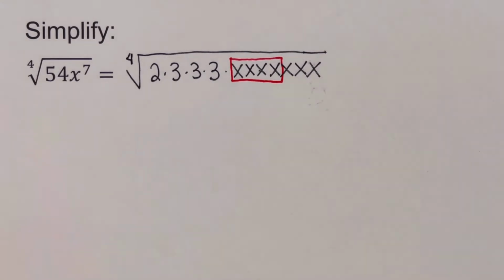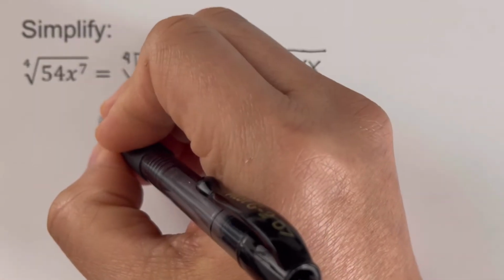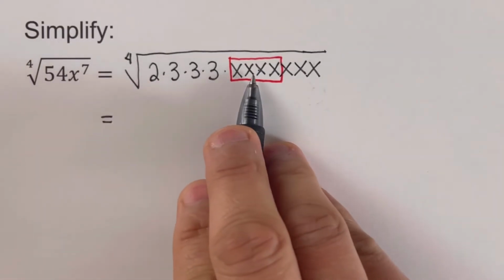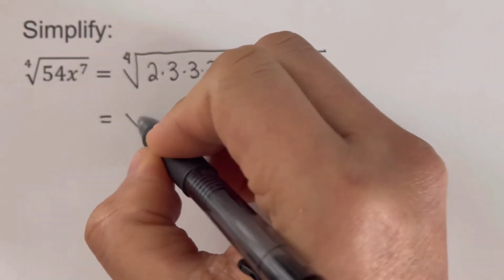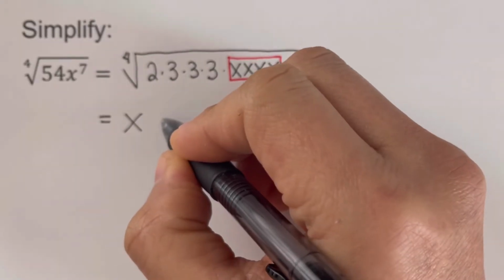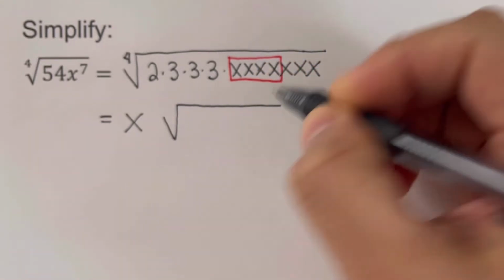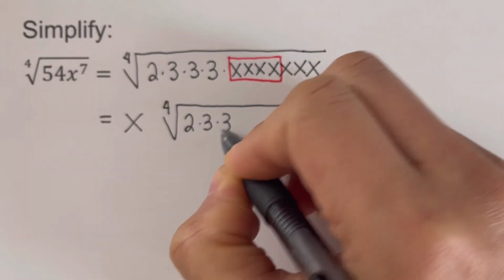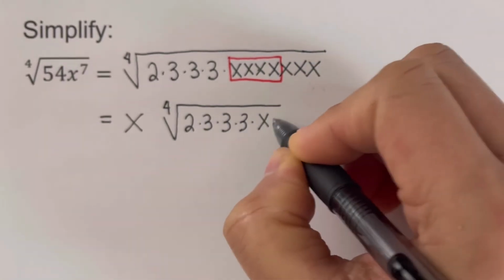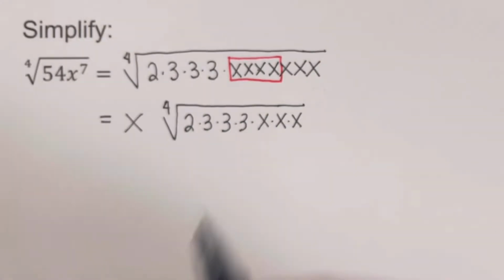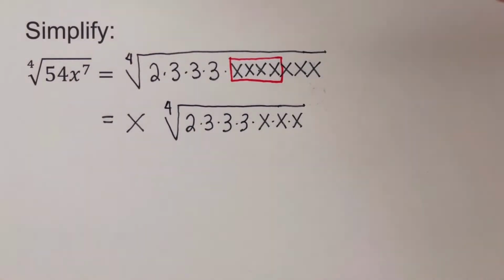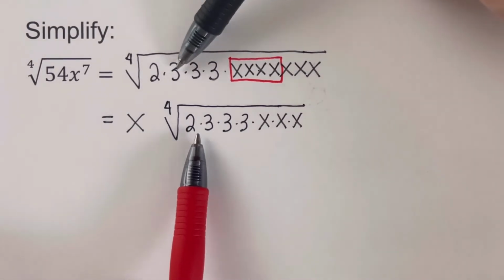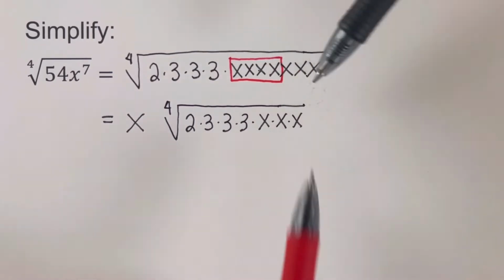Now we remember that when we simplify it, we are going to write each group of 4, based on the index, outside the radical symbol. So there's one group of 4 x's. So I write x, and then whatever's the leftover, we write it inside the radical. So that is the fourth root of 2 times 3 times 3 times 3 times x times x times x. What I did was write this group of 4 x's as just 1 x, and then I wrote this 2, 3, 3, 3, and these 3 x's as well.